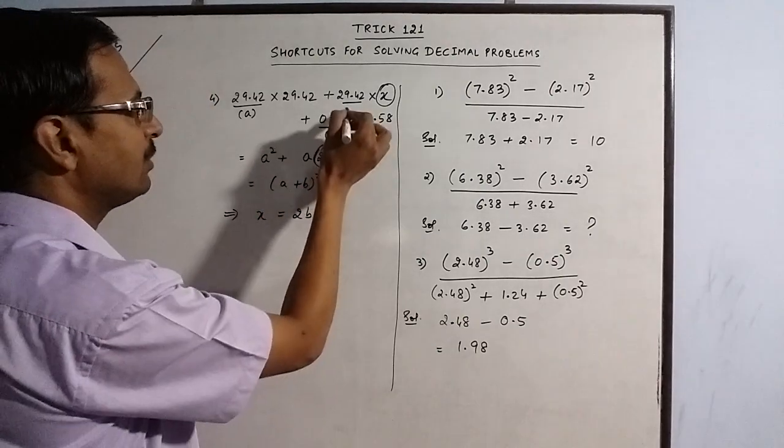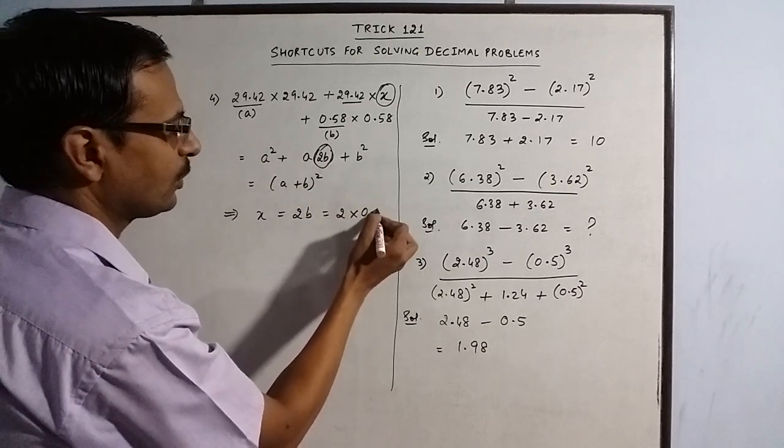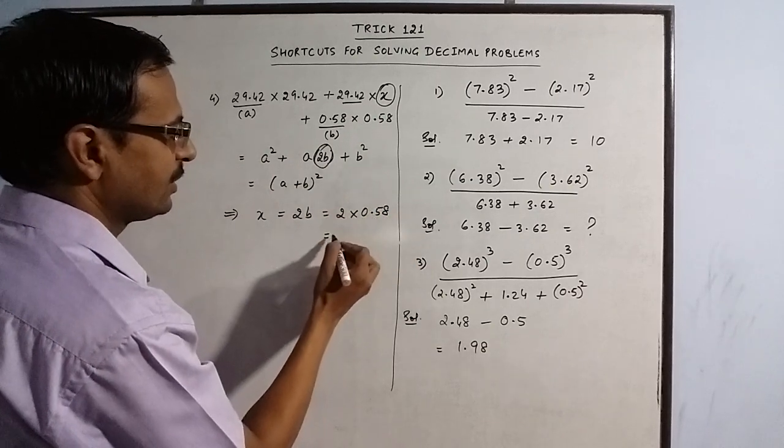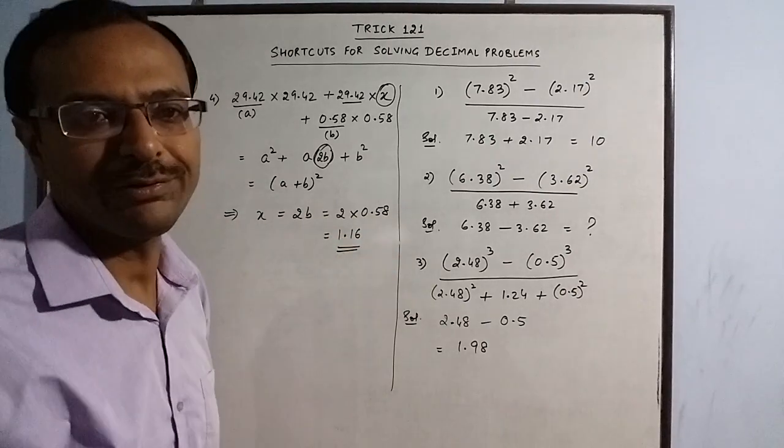So what was b? b was 0.58. So your answer will be twice of 0.58, which is 1.16. That is the value of x.